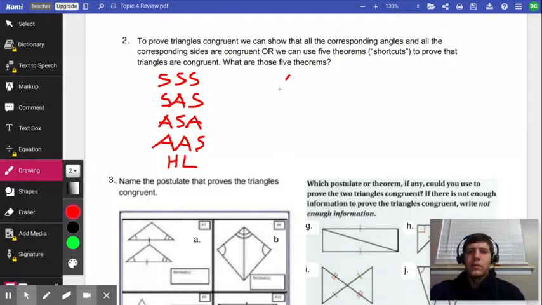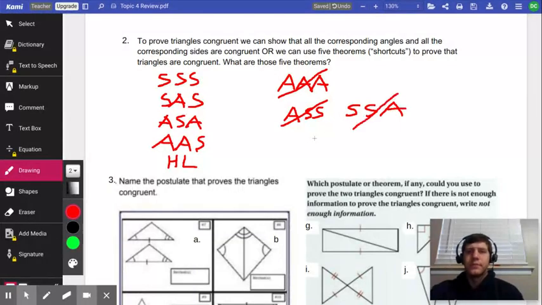Okay, and the 2 that don't work are going to be angle, angle, angle. Right, that's not sufficient information. And then again, angle, side, side. Okay, so these are the 5 that work. Those are the 2 that don't. You can also write angle, side, side, right? That could also be written as side, side, angle. Right, doesn't work.